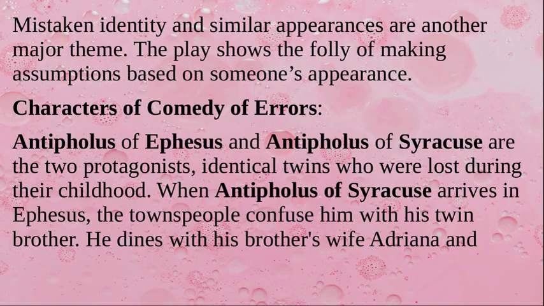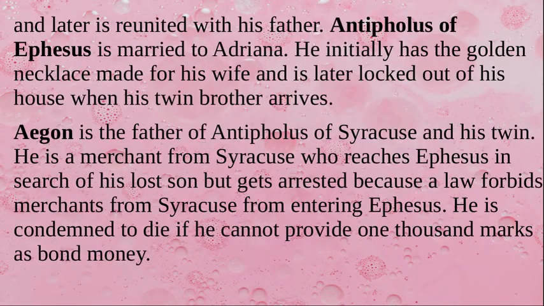Characters of Comedy of Errors. Antipholus of Ephesus and Antipholus of Syracuse are the two protagonists, identical twins, who were lost during their childhood. When Antipholus of Syracuse arrives in Ephesus, the townspeople confuse him with his twin brother. He dines with his brother's wife Adriana and later is reunited with his father.